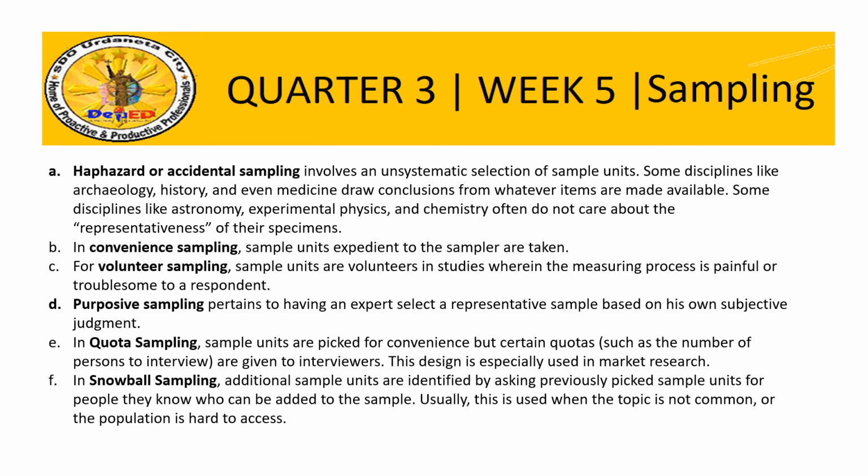So the last one is snowball sampling. Here, additional sample units are identified by asking previously picked sample units for people they know who can be added to your sample. Usually, this is used when your topic is not common or the population is hard to access. Here, you're going to ask your previous respondent if they know someone who can be your additional respondent.